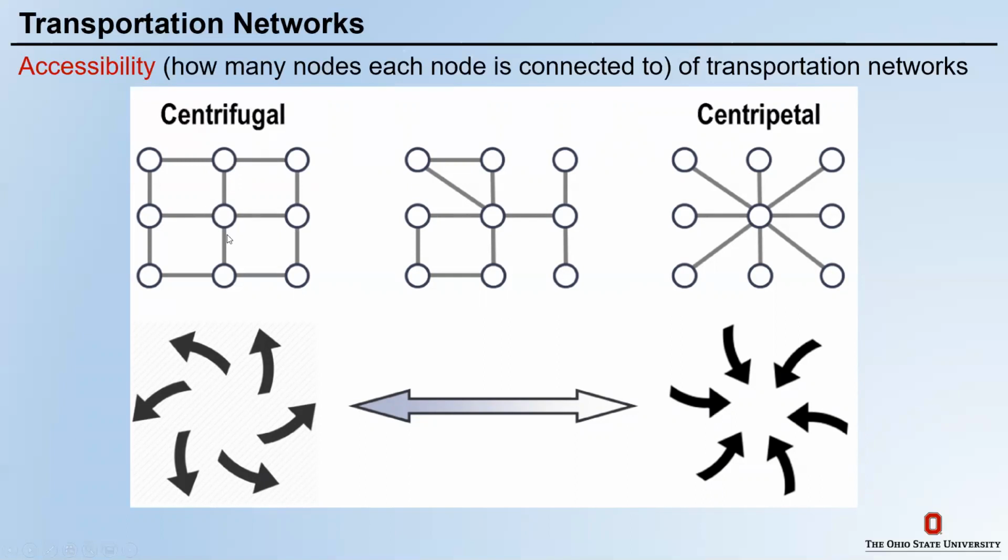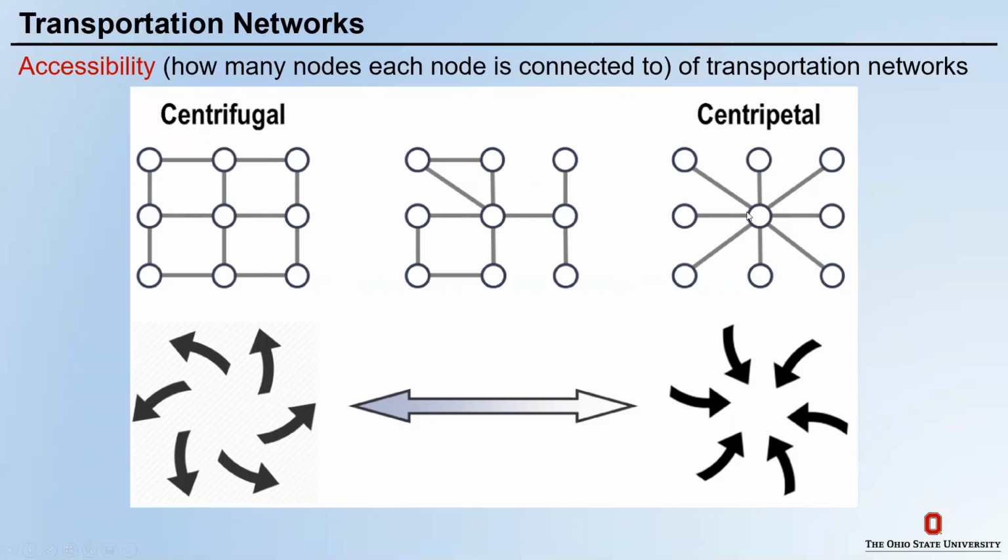And if we're talking about the traffic flows within this system, right? It's just this pattern, right? From center to surrounding areas. So traffic flows are evenly distributed along all these links. We also have another extreme structure here. It's called centripetal.